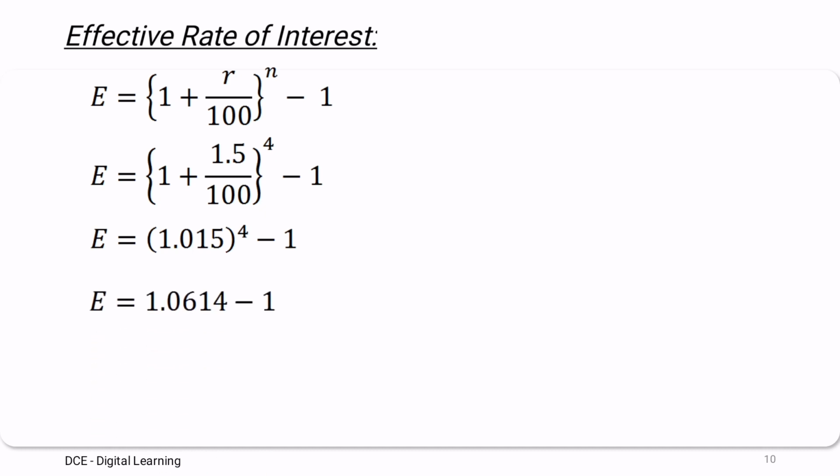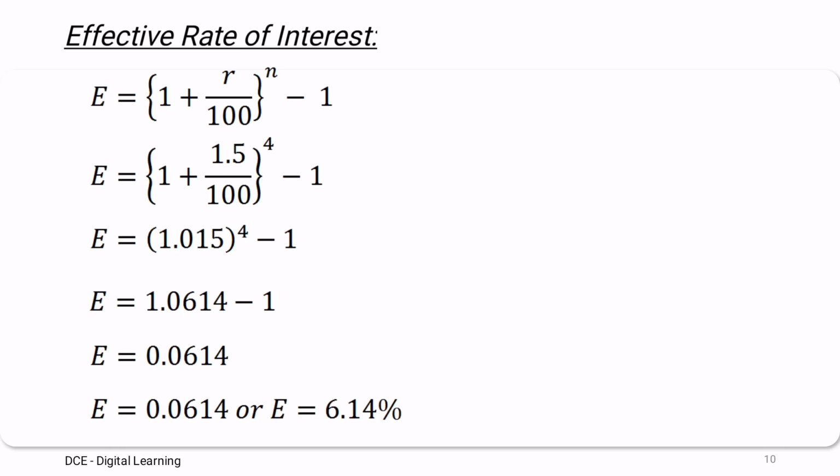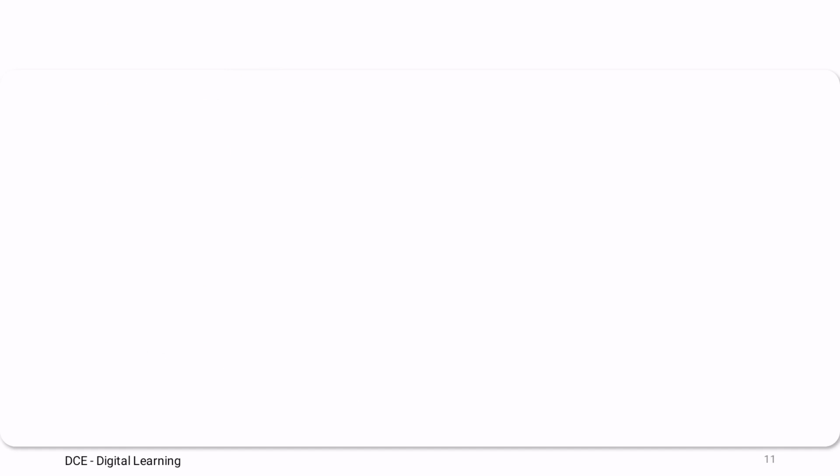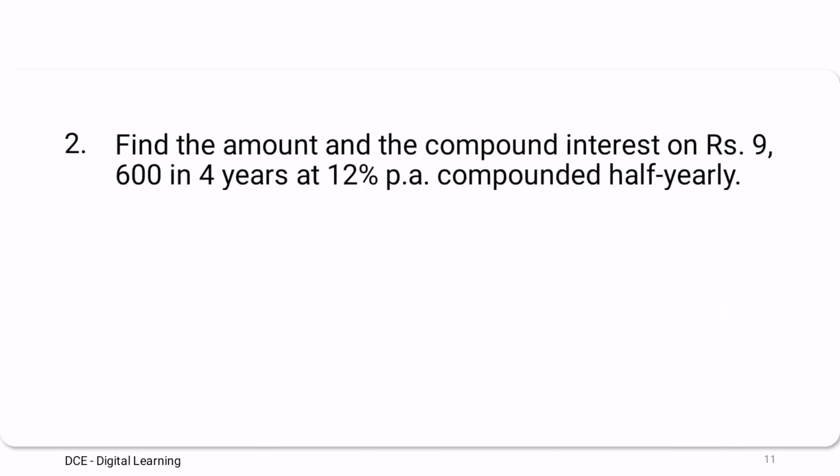This equals 1.0614 minus 1. So the effective rate of interest is 0.0614. If you need it in percentages, you have to multiply this 0.0614 by 100. So the effective rate of interest is 6.14%. Similarly, with the help of the effective rate of interest, you can find out the amount and compound interest.